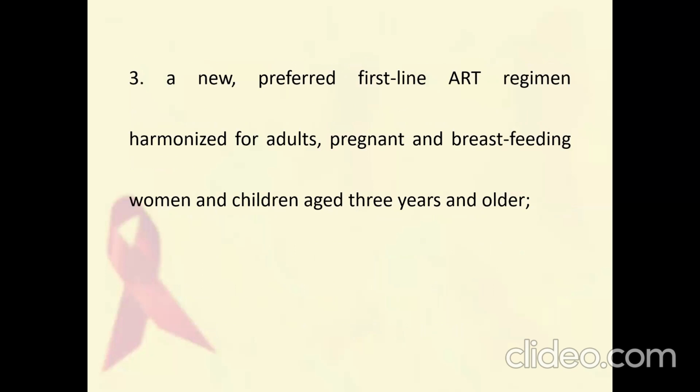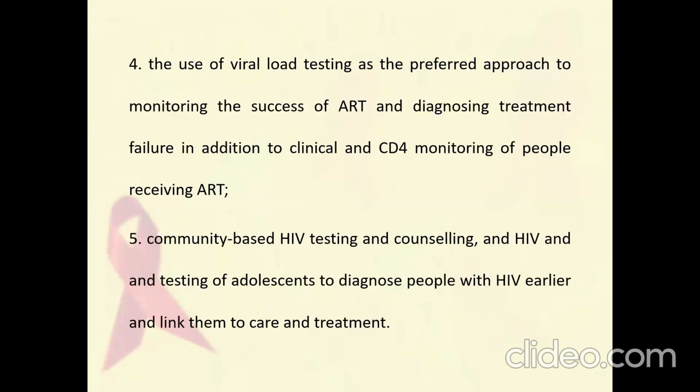Second, a new preferred first-line ART regimen harmonized for adults, pregnant and breastfeeding women, and children aged 3 years and older. Third, the use of viral load testing as a preferred approach to monitoring the success of ART. Fourth, diagnosing treatment failure in addition to clinical and CD4 monitoring of people who are receiving ART.